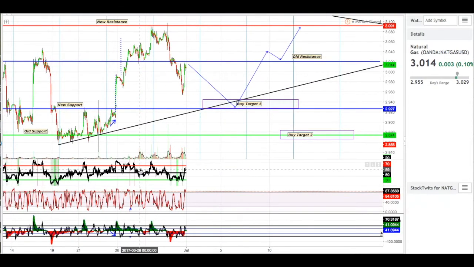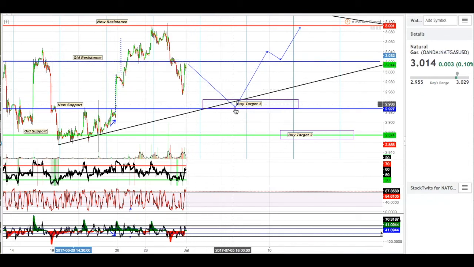And I kind of have this drawn out here on the 15-minute chart, where this is old support, this is new support because we broke out at this level, this is old resistance, and this is new resistance by this red line right here because price comes up to test it twice before rolling over. We broke through our old resistance level, and this is also my rationale for my buy target number 1. If we do decide to break even lower below this, we do have pretty firm support down here at my buy target number 2. So by these blue arrows, this is my predicted path.